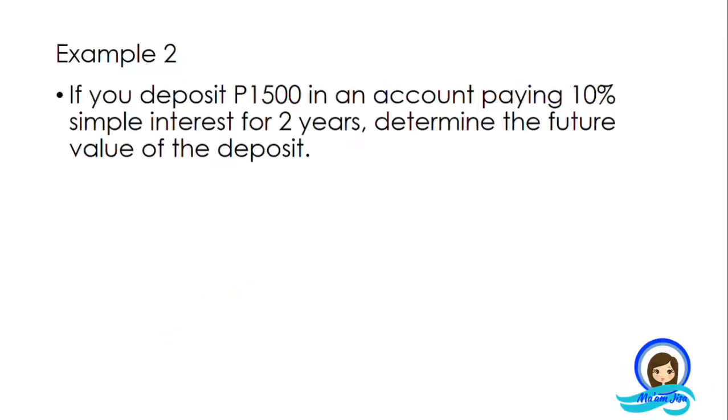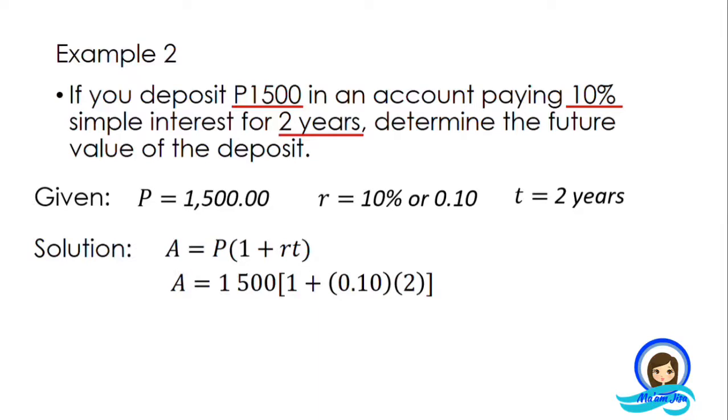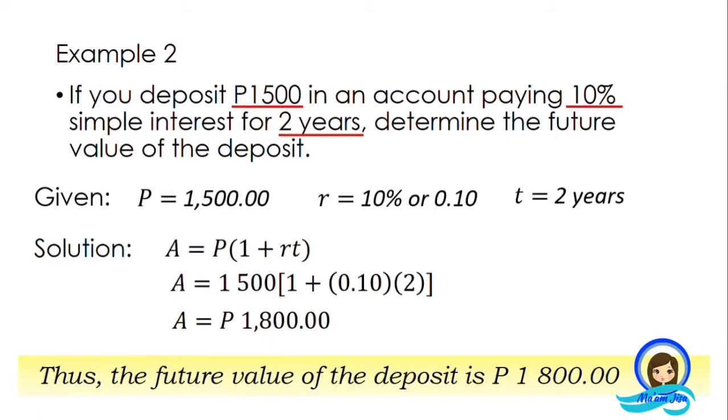Another example: if you deposit 1,500 pesos in an account paying 10% simple interest for 2 years, determine the future value of the deposit. For our given data, we have the principal, which is 1,500 pesos. The rate is 10% or 0.10, while the term is 2 years. Substituting the given values to our formula, we have P is 1,500 and then bracket 1 plus parenthesis 0.10 times 2 and then bracket. Again, make sure that you multiply the rate and time first before adding it to 1. And the answer is 1,800 pesos. Thus, the future value of the deposit is 1,800 pesos. You can check this one in your calculator.